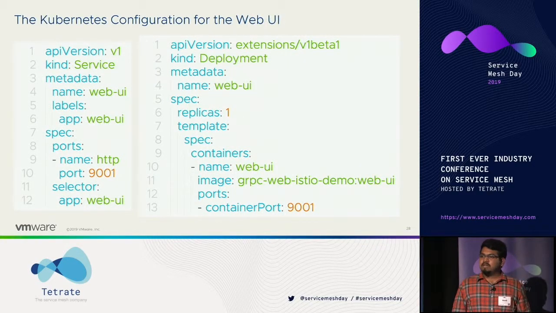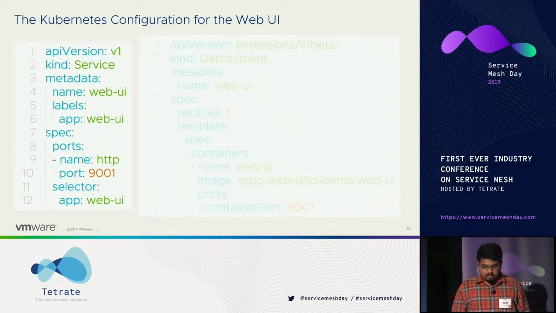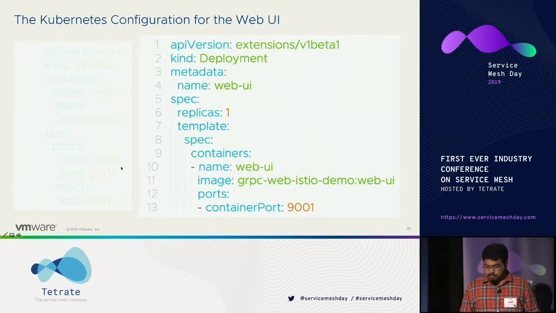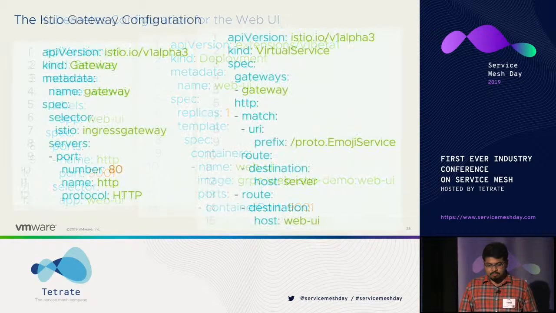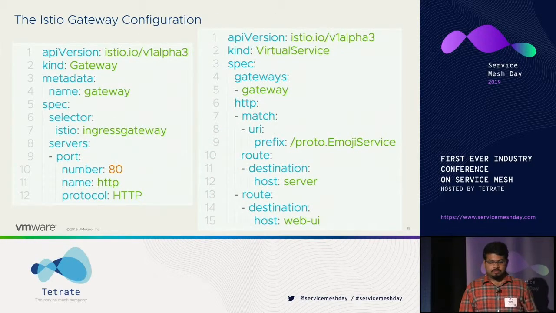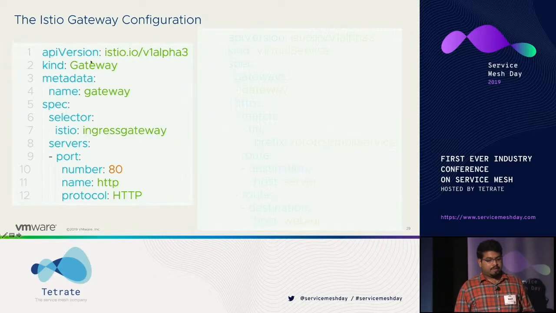We have a similar configuration for the web UI. It's quite straightforward. We have port 9001 open, and we name it as HTTP. And we use the image that we built for the web UI. And finally, here is the Istio configuration. So as you notice, the API version here says istio.something, which is because this is a CRD within Kubernetes.